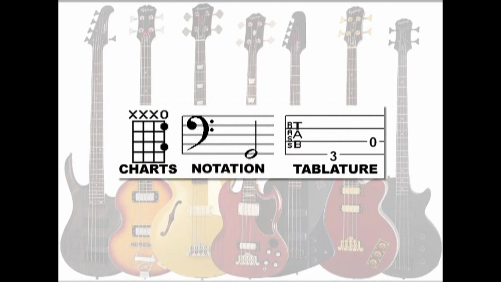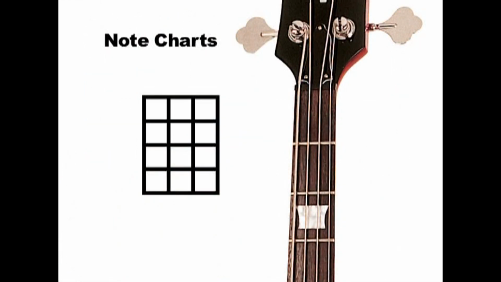This video uses chord charts, traditional music notation, and tablature, also known as tab. This is a note chart. Each vertical line, up and down line, represents a string. From left to right, the vertical lines represent the 4th or thickest string, then the 3rd, 2nd, and 1st strings. Each horizontal line represents a fret.